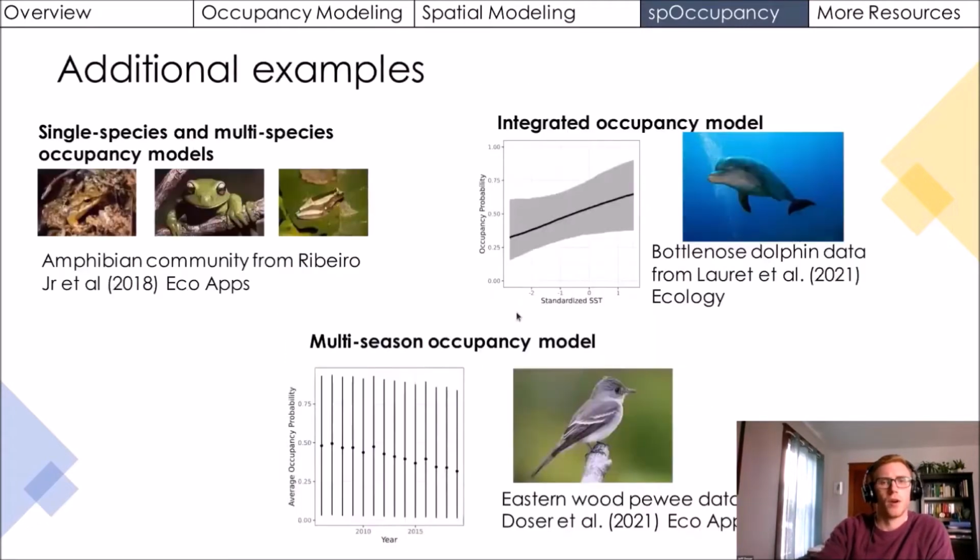And before we get into the code, I do just want to mention the GitHub archive has a bunch of different examples. So for fitting single species and multi-species models using an amphibian data set, an example of an integrated model using some bottlenose dolphin data from Lev et al. in 2021, and then a multi-season occupancy model as well. So if you're interested in those types of models, I encourage you to check out those resources we have there.